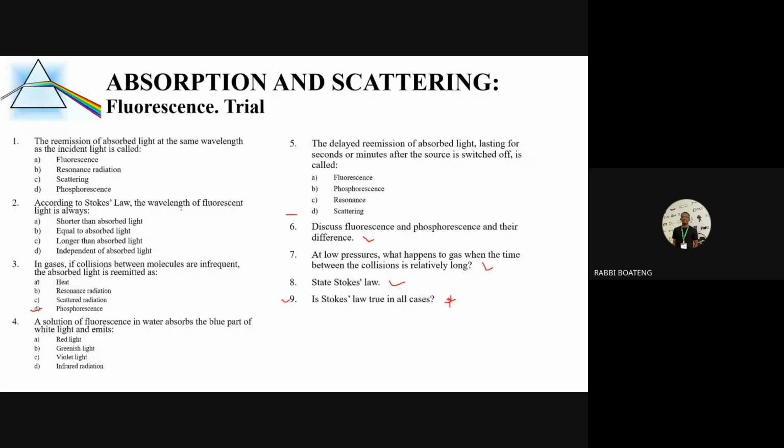Perfect. Now let's go straight to the last one, number 9. So this one, phosphorescence, I said this is correct, this is correct, this is correct. Then this one we said the answer is longer than the absorbed. Then for number 1, the answer was what? The B, resonance radiation. Resonance radiation, thank you.